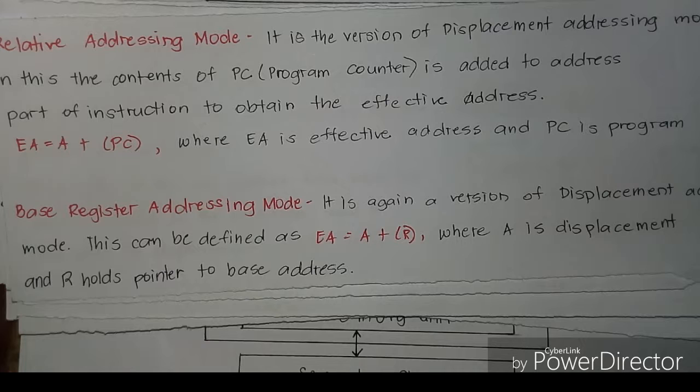Relative addressing mode. It is a version of the displacement addressing mode. In this, the content of the PC is added to the address part of the instruction to obtain the effective address. EA equals A plus PC, where EA is the effective address and PC is the program counter. Next is the base register addressing mode. It is again a version of displacement addressing mode. This can be defined as EA equals A plus R, where A is the displacement and R holds a pointer to the base address.